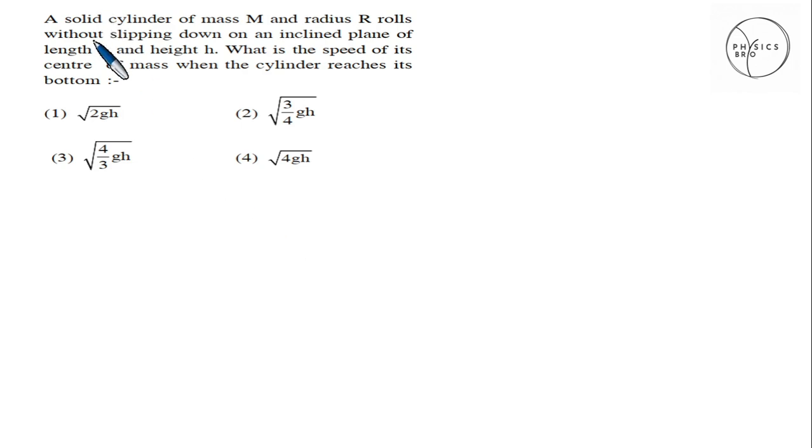So let's solve it. A solid cylinder of mass m and radius r rolls without slipping down an inclined plane of length L and height h. What is the speed of its center of mass when the cylinder reaches its bottom?